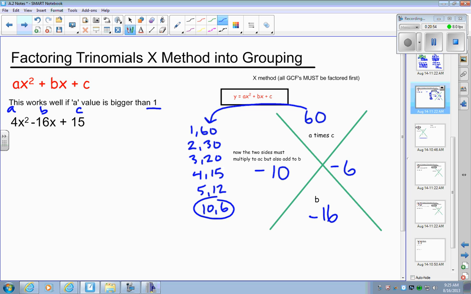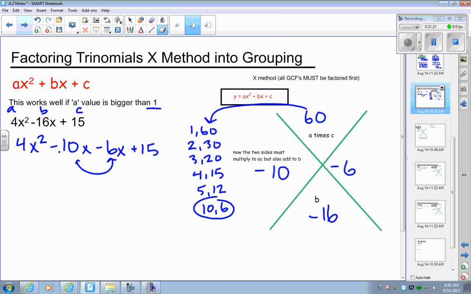Now, these numbers that you just came up with will give you your grouping piece. So we want to do minus 10x, minus 6x, and then the plus 15. Now, the 4 and the 10 will work, and a 6 and a 15 will have something in common there as well. You could also switch these if you wanted to, because 10 goes into 15, maybe a little bit better than 6 or whatever, but we still should get the same thing.